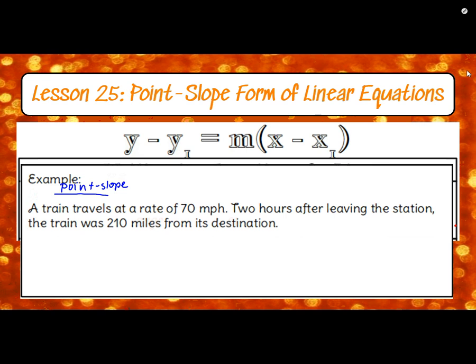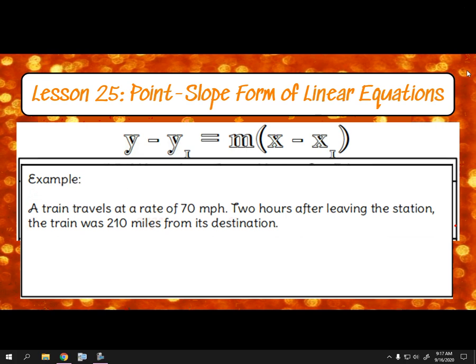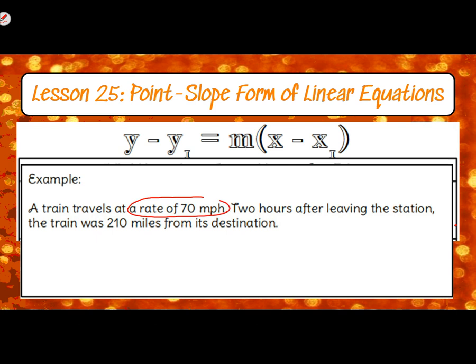A train travels at a rate of 70 miles per hour. They've already told us that's our rate. This is our slope. 2 hours after leaving the station, the train was 210 miles from its destination. So this is going to be our point. 2 hours, 210 miles. The question is, is it going to be 2, 210, or is it going to be 210, 2? Okay, that's the question.